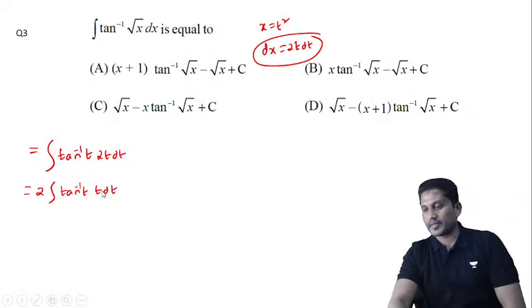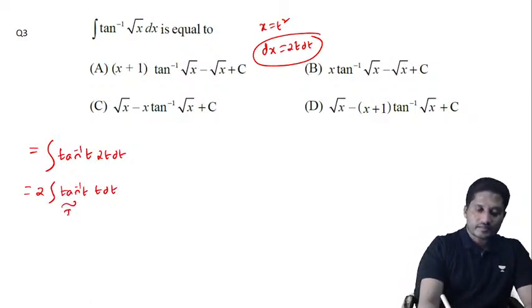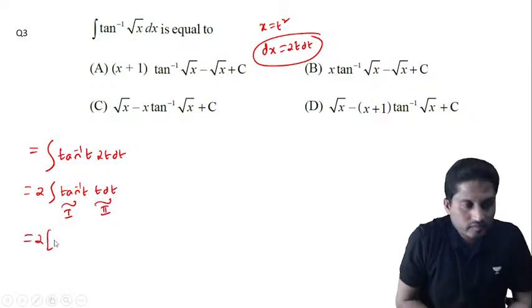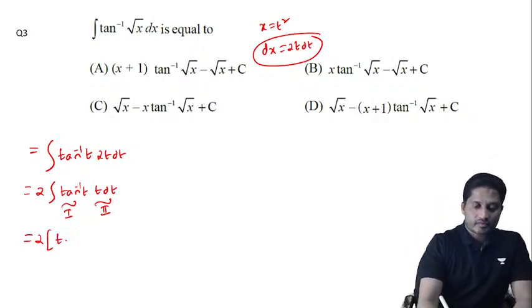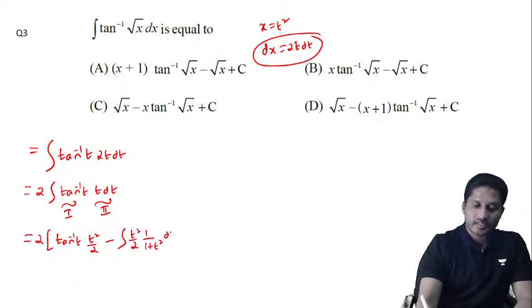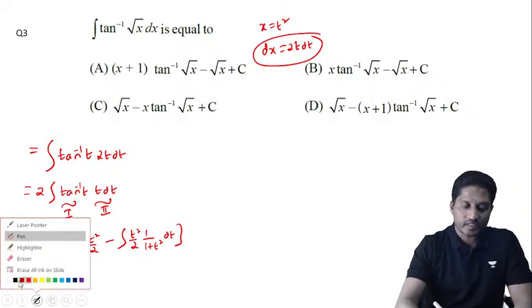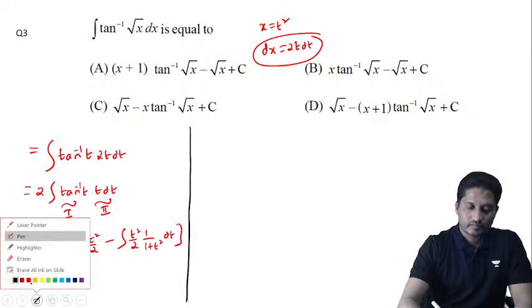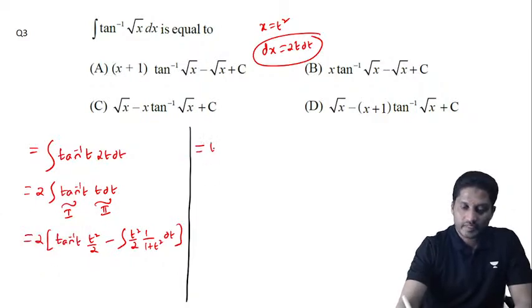Now let us use integration by parts, guys. This will be the first function, this will be the second function. If I use the ILATE rule, inverse will be first. So the first function is tan inverse of t. Integration of t is t square by 2, is it not? Minus integral of the second, the differentiation of tan inverse of t, which is 1 by 1 plus t square, and then this is dt. If you open the bracket, 2 will cancel with 2. This is t square into tan inverse of t, minus, again 2 and 2 cancel, integration of t square divided by t square plus 1 dt.